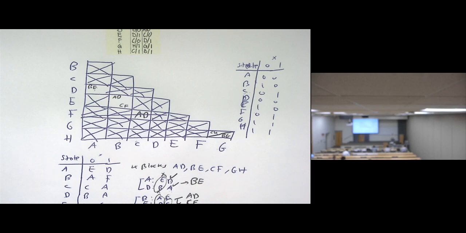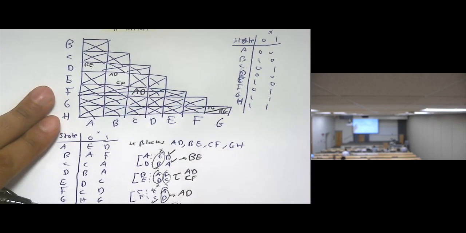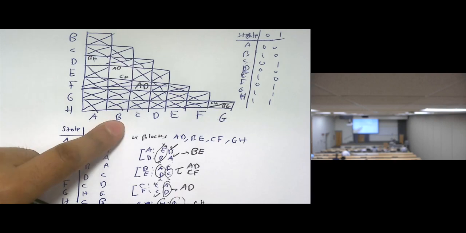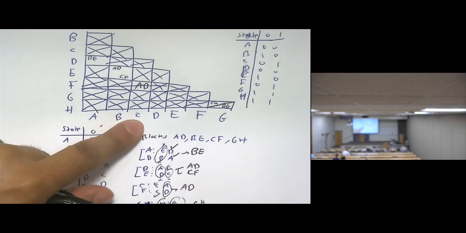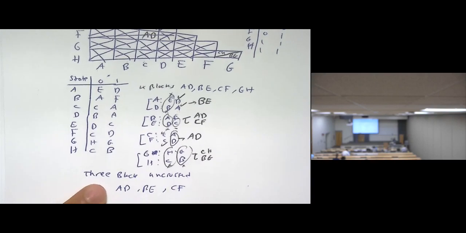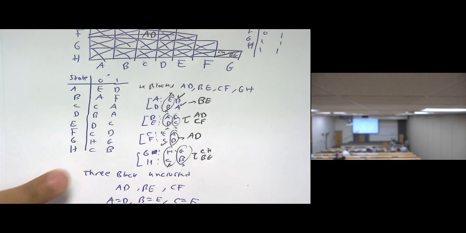Therefore, we can conclude we have 3 blocks left uncrossed. What are these 3 blocks? Which is AD, BE, and CF, right? Then we can say these 3 blocks, A and D are equivalent, B and E are equivalent, C and F are equivalent. We can say A equal to D, B equal to E, C equal to F. That's simple. So we can redraw the table.